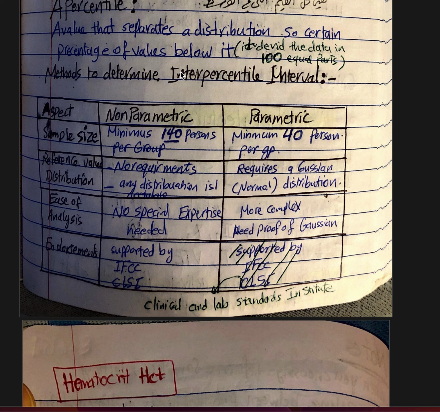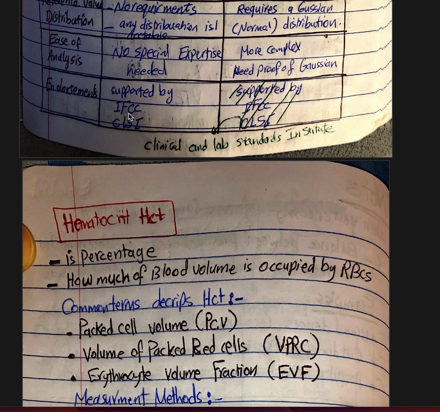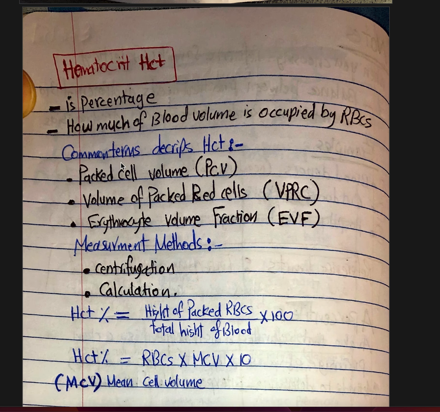But non-parametric, at large size, 140 per group, no requirements, no expertise, because we just want new discovery, so we need any distribution. So parametric, we need a normal distribution. Non-parametric, we do it when the distribution is unknown or skewed or something, and it is supported by the International Federation of Clinical Chemistry or the Clinical and Laboratory Standards Institute.